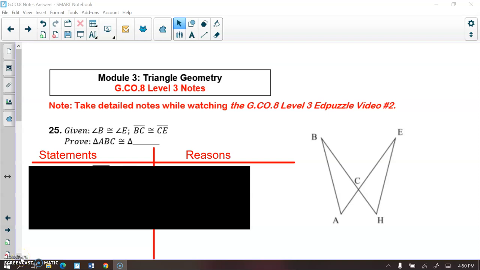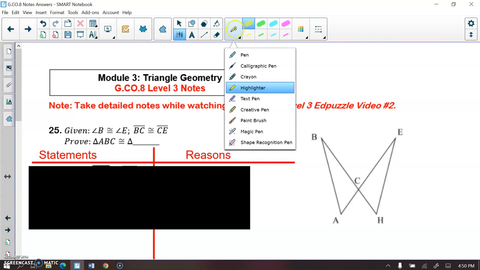Okay, so these proofs are going to be a little bit more difficult because we have to figure out the order of the vertices of the second triangle. So let's get started. They're pretty similar to the other proofs though. We're just proving triangles congruent.